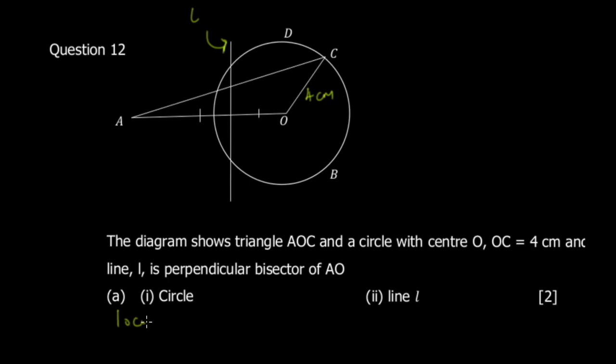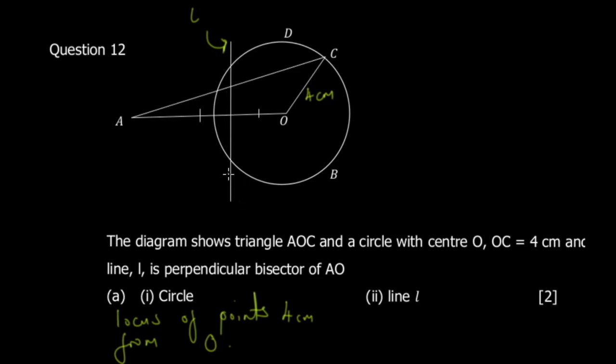So you can say locus of points 4 centimeters from O. If you want, you can say from center O. So these points represent a locus of points 4 centimeters from the center.